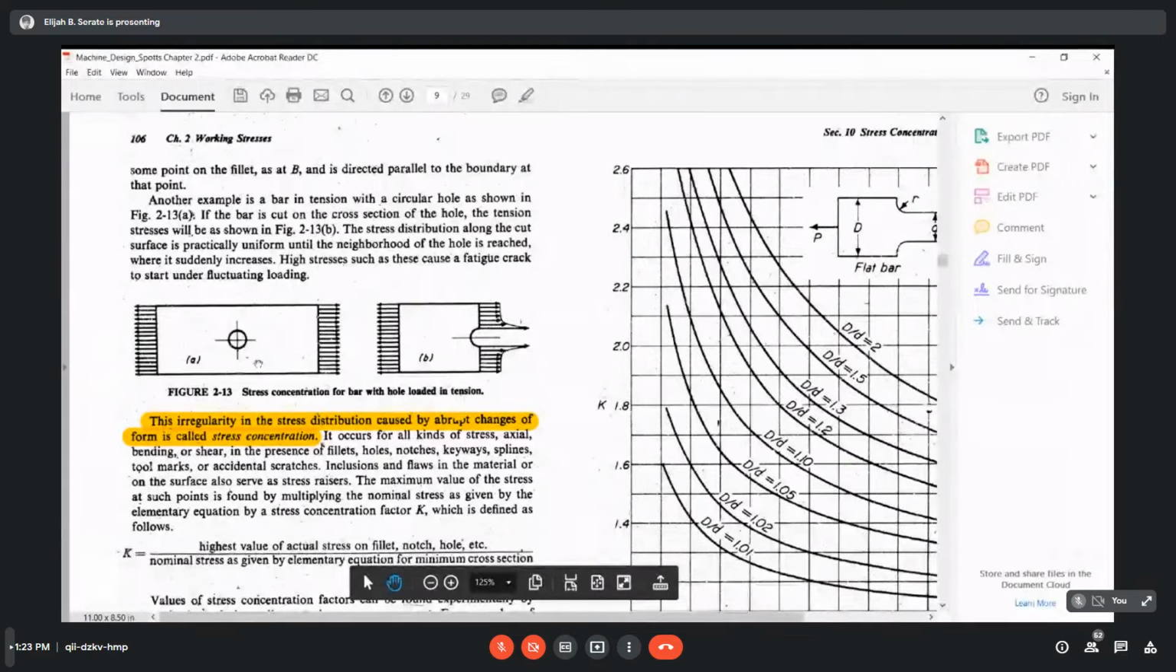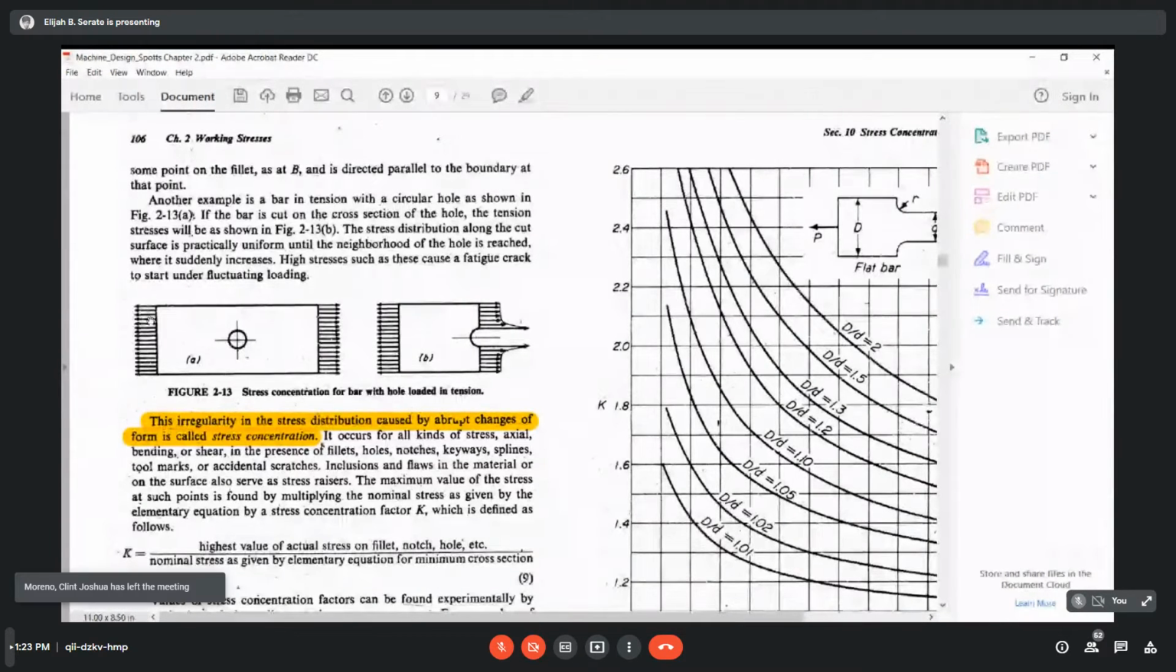This time we have a hole on the bar. Of course, if you look at the left end and the right end, the stress distribution is even. That is in figure 2-13, the bar as a whole. So the stress distribution on the left end and on the right end are identical.